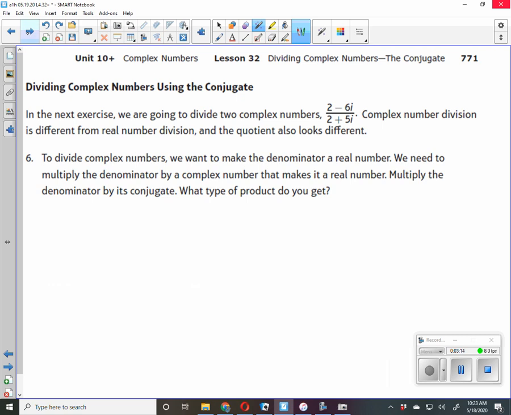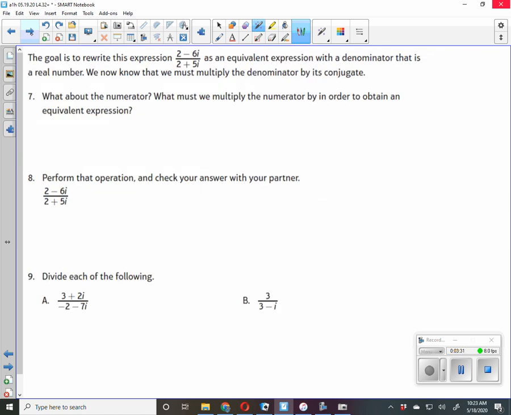Okay. To divide complex numbers, we want to make the denominators a real number. We don't like radicals in the denominator, remember? We need to multiply the denominator by a complex number that makes it a real number. That would be its conjugate. All right, so that was the process here.